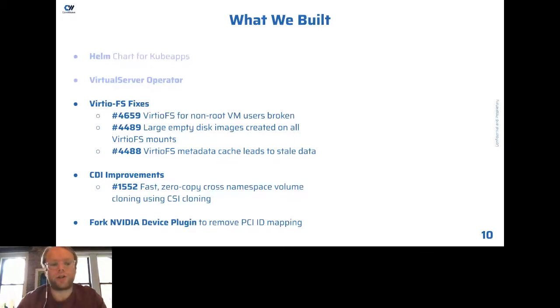We also had to fork the NVIDIA device plugin, because the default NVIDIA device plugin has a static map of PCI IDs, which is a pain to maintain. And it also uses different resource labels than the regular NVIDIA device plugin for Kubernetes. And since we mix Kubernetes native, non-virtualized workloads together with KubeVirt, we want the resource labels for GPUs to be the same across both for documentation, ease of use, and billing purposes.